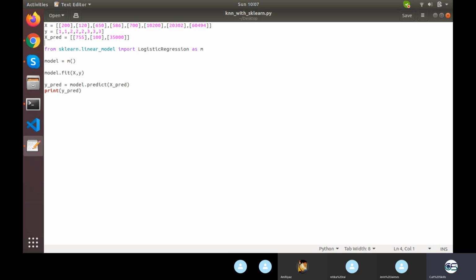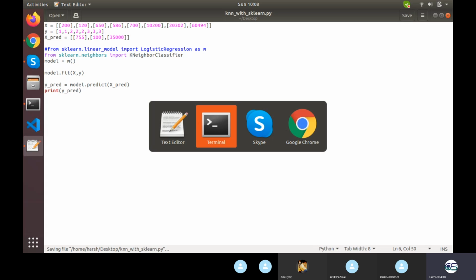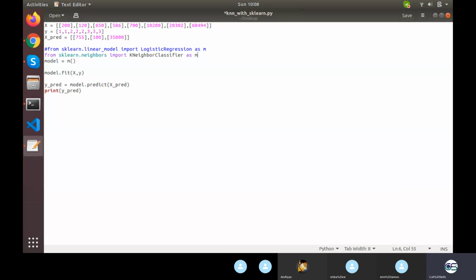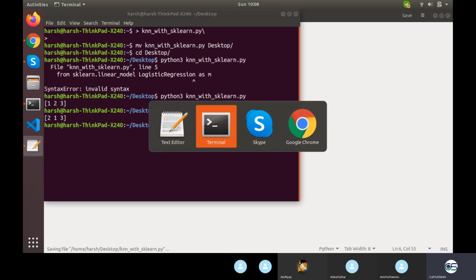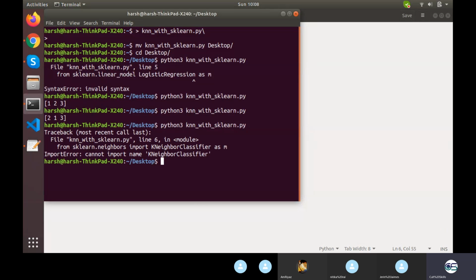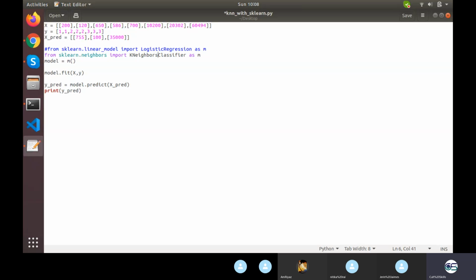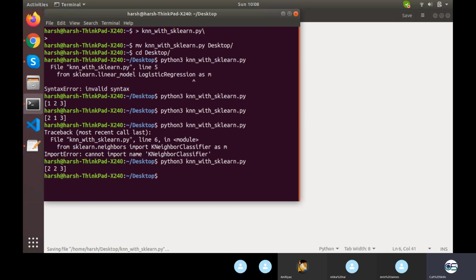Alright, let's see how we can change it from logistic regression to KNN. Nothing else, just change the import: from sklearn.neighbors import KNeighborsClassifier. Just check the case, small letter or capital letter. It's right there, as I have written it, and I'm saying as m because I'm calling model is equal to m. Cannot import KNeighborsClassifier. This is something precise you need to take care of.